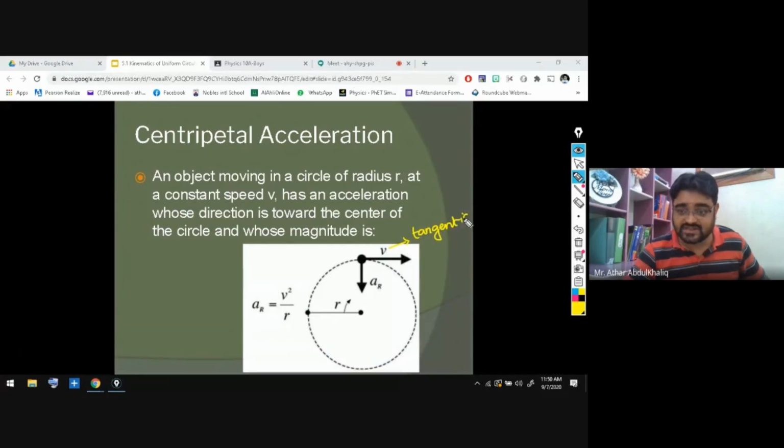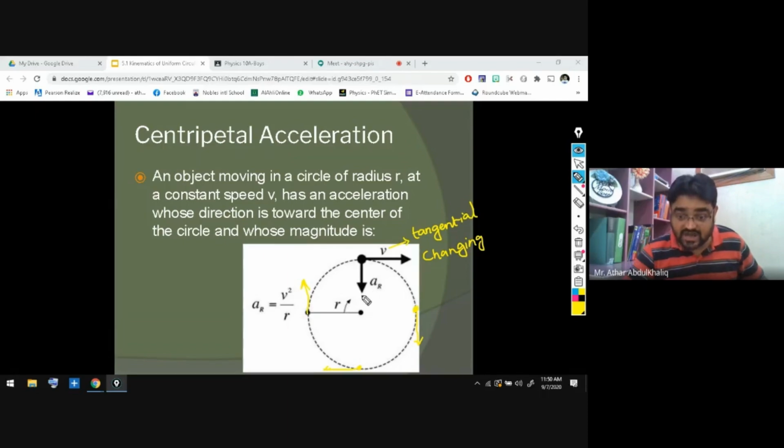This velocity is tangential velocity, and it is moving in a circular path. We can say it is changing with respect to time. If the direction of velocity was to the right at this point, when it reaches this point it will be downward, then leftward, then upward. So velocity is changing, and we said that acceleration is produced.